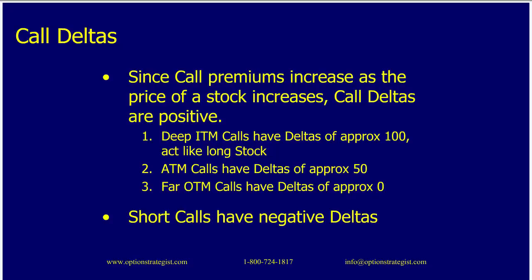Far out-of-the-money calls have deltas of approximately 0. And the same type of comment that I made for deep in the money calls, we'll say for out of the money calls, and that is it's never really exactly 0. You know, to 2 decimal points it is, and that's all we really care about. But just on a theoretical basis, it's never really 0. All right, and then short calls, if we're selling a call, they will have negative deltas.